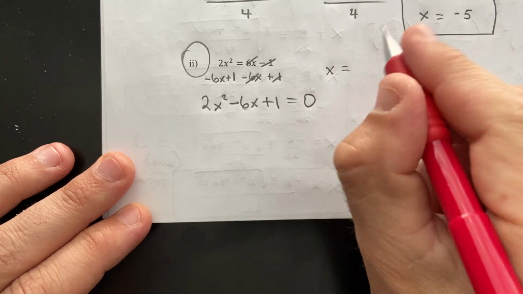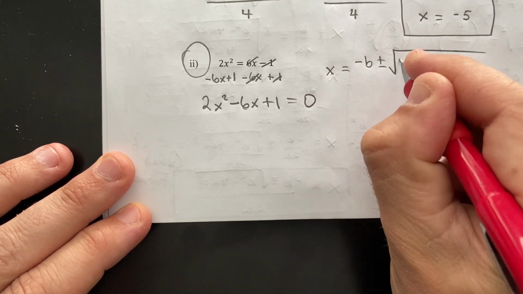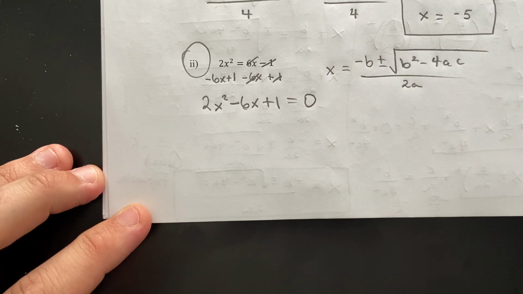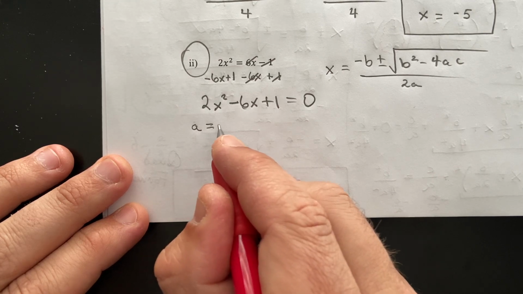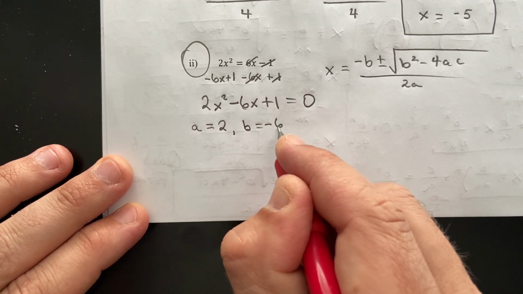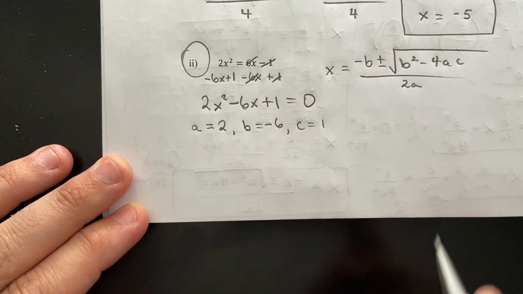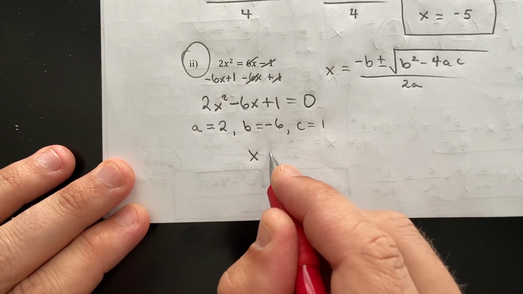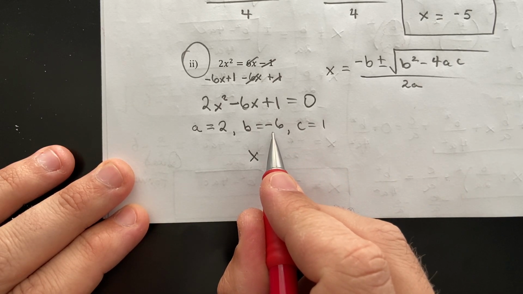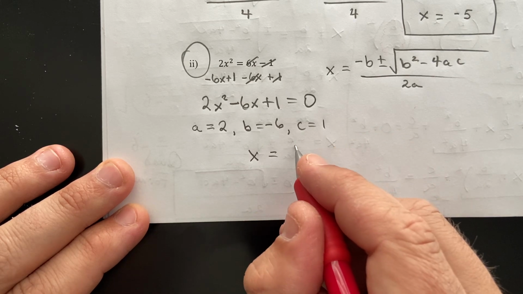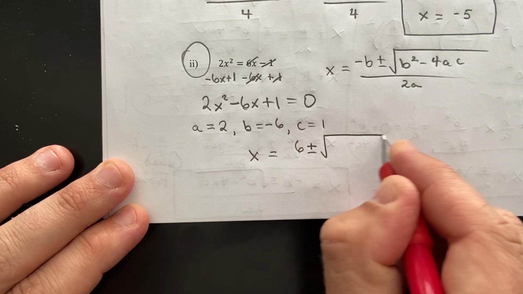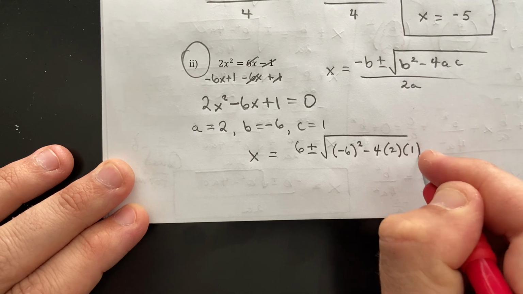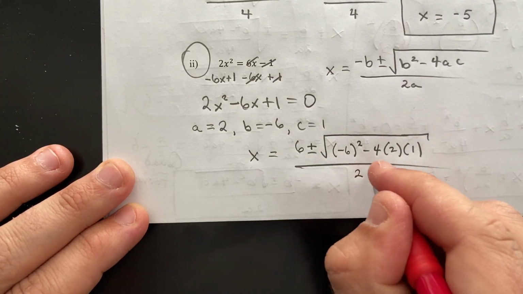And we have that x equals the opposite of b plus and minus the square root of b squared minus 4ac all over 2a. This is our formula. So in other words, a is 2, b is negative 6, and c is 1. All right, so our solutions, x should be equal to the opposite of b. B is already negative, so I'll have positive 6 plus and minus the square root of negative 6 squared minus 4 times 2 times 1 all over 2 times 2.